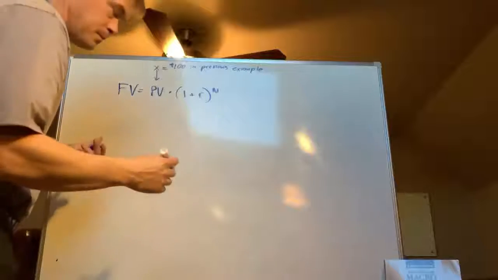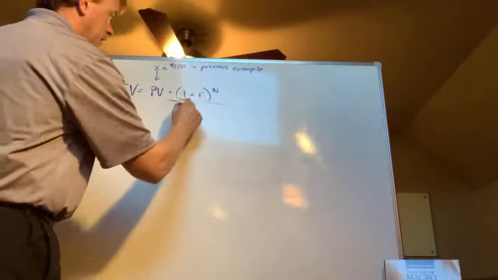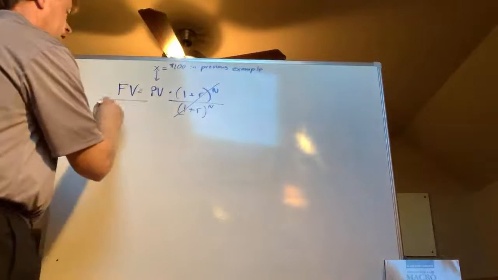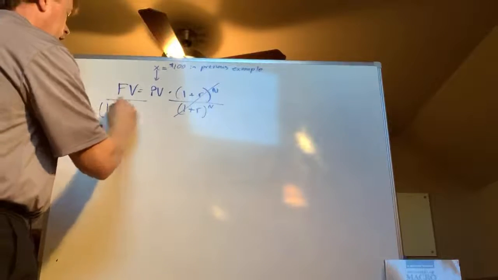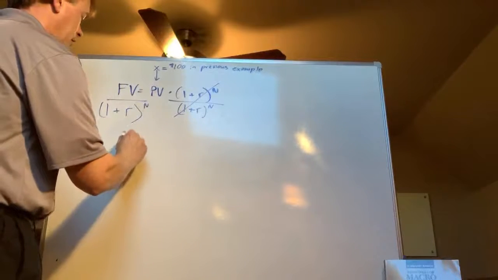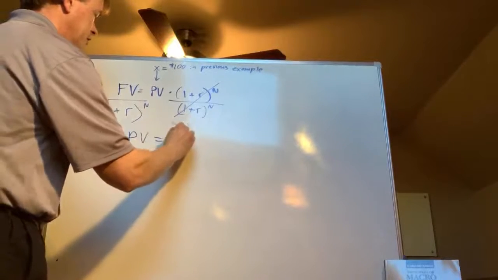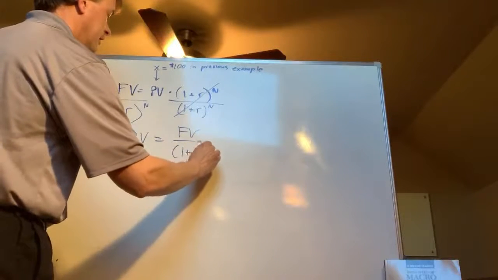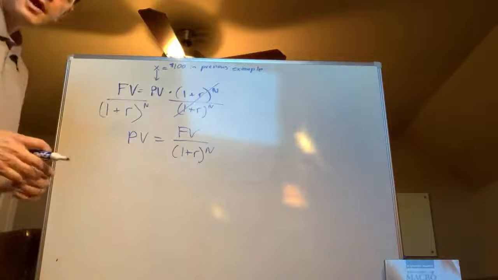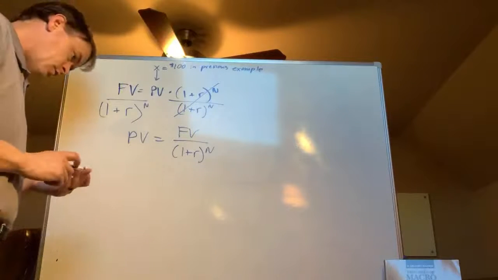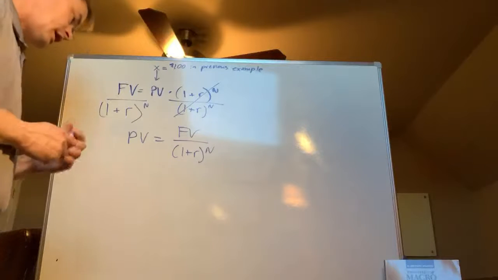For present value, all we have to do is divide out by 1 plus r to the n, bring it over here, and then we have solved for present value. So rewritten, present value equals future value divided by 1 plus r raised to the n. So now if we had some future value, we can work it backwards.